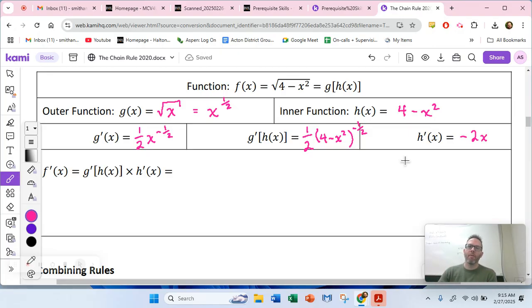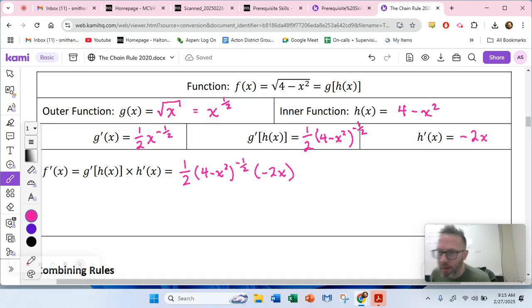Putting those things together, the chain rule says the derivative of that function is the derivative of the outer function evaluated at the inner. It's 1/2 (4 minus x squared) to the power of minus 1/2 multiplied by the derivative of the inner function, minus 2x. That's the derivative. And then I know I sound like a broken record. That's just how calculus is when we're applying derivative rules. And I chant my mantra every time.